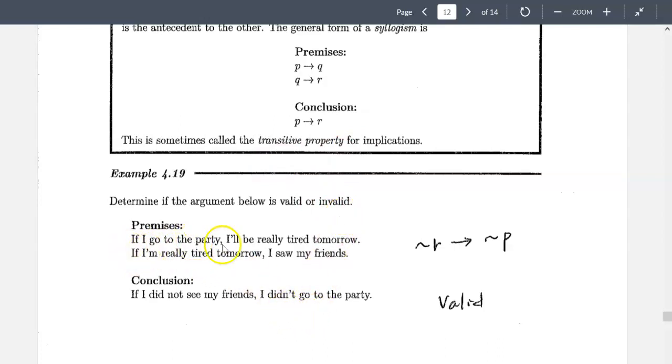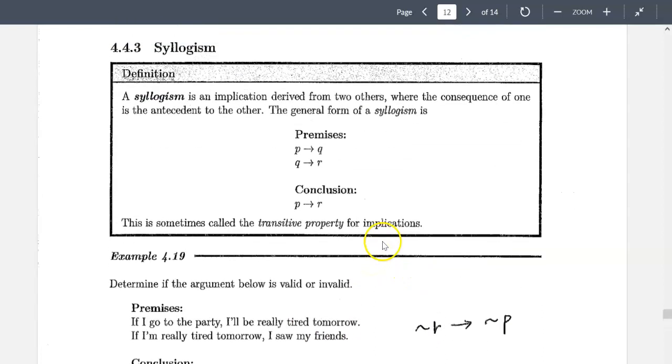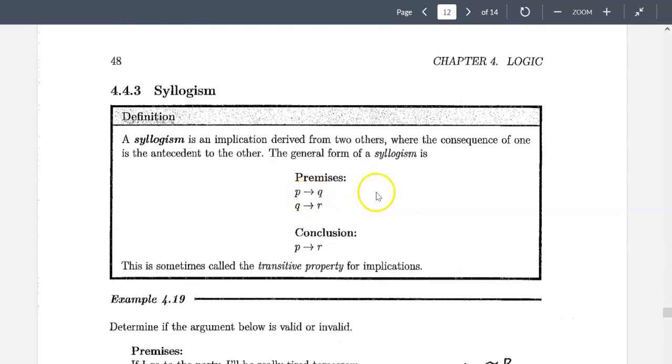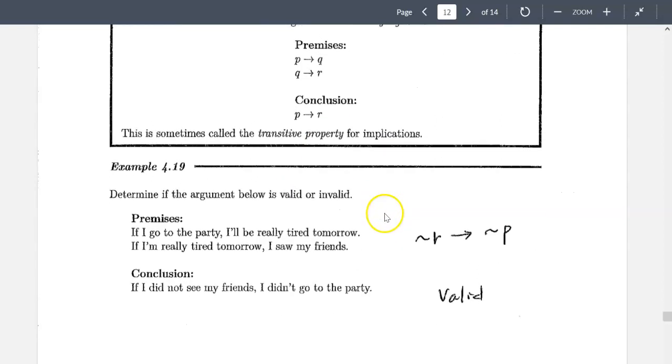If I go to a party, I'll be really tired tomorrow. If I'm really tired tomorrow, I did not see my friends. So the conclusion is, if I did not see my friends, I did not go to the party. So this is one way of using syllogism. And syllogism is always valid. We just want to show you a couple of the commonly used arguments that are valid.